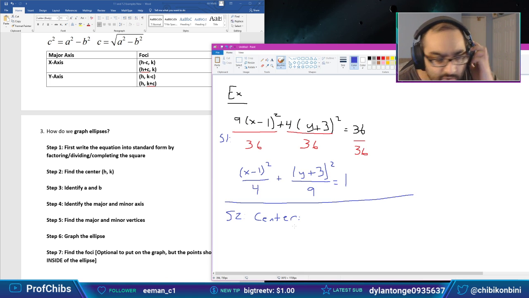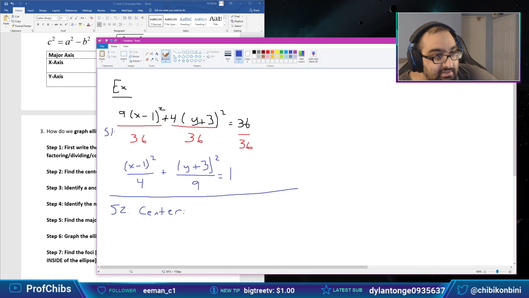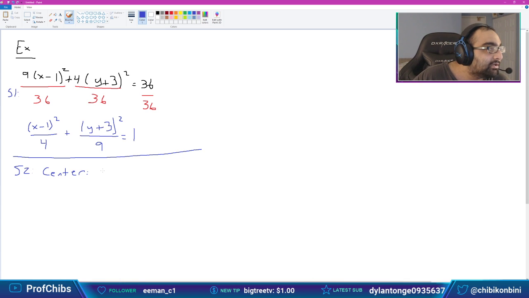All right, Brian says the major is y. I agree. But let's find the center first. And we gotta find a couple things before we identify the major axis. So working a little bit ahead there. Let's just find those key pieces first there, Brian, and then we'll write down the major axis and minor axis. So what is the center here in this case? What's the center for this ellipse? What do you guys think?